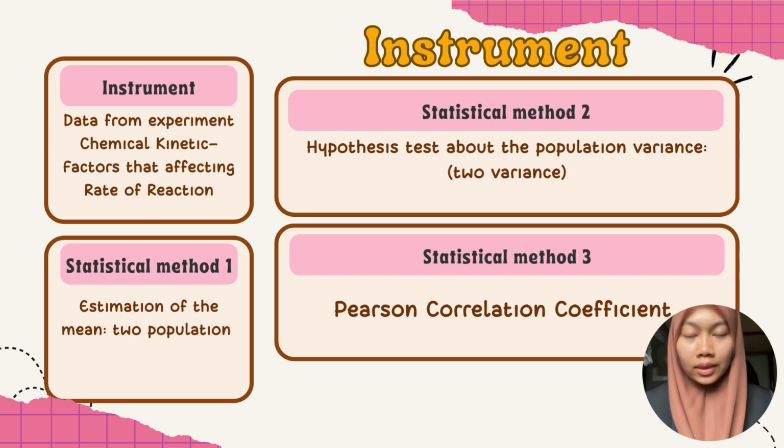So there are 3 statistical methods that have been used in this assignment. The first one is estimation of the mean for 2 populations. Second method, hypothesis test about the population variance for 2 variances. And last method, Pearson correlation coefficient.